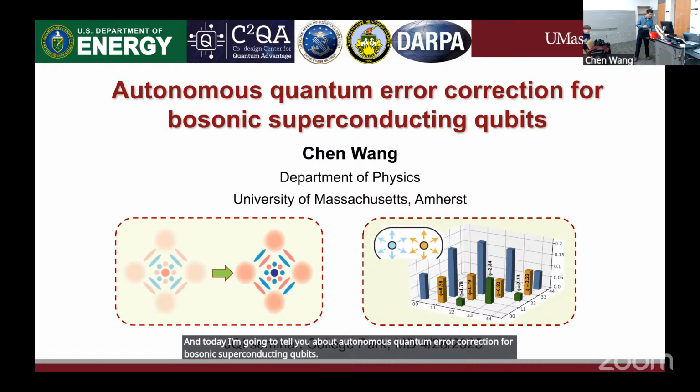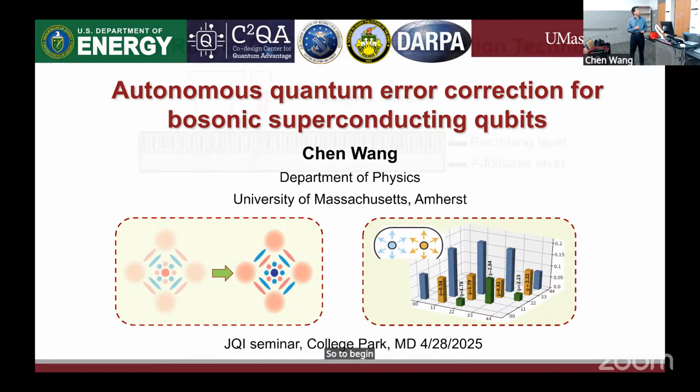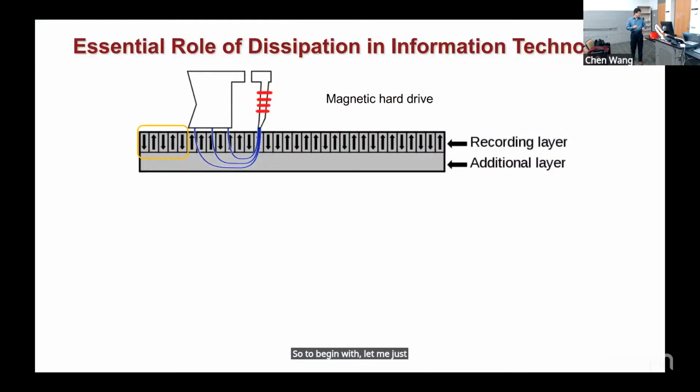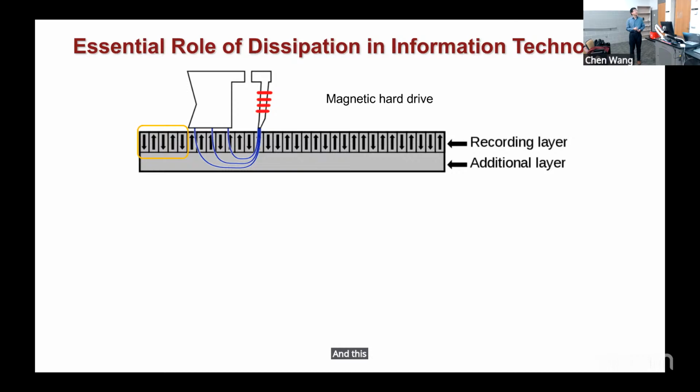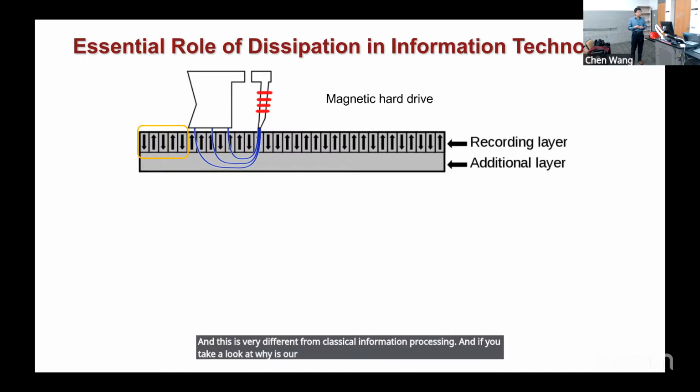So to begin with, let me just take a motivation here. We all know that building a quantum information processing system, especially a universal quantum computer, is very difficult. And the key challenge is that the quantum information doesn't tend to stay for very long. And this is very different from classical information processing. If you take a look at why our classical information machine is so robust, it's because it has this self-stabilizing mechanism, which is coming from dissipation.